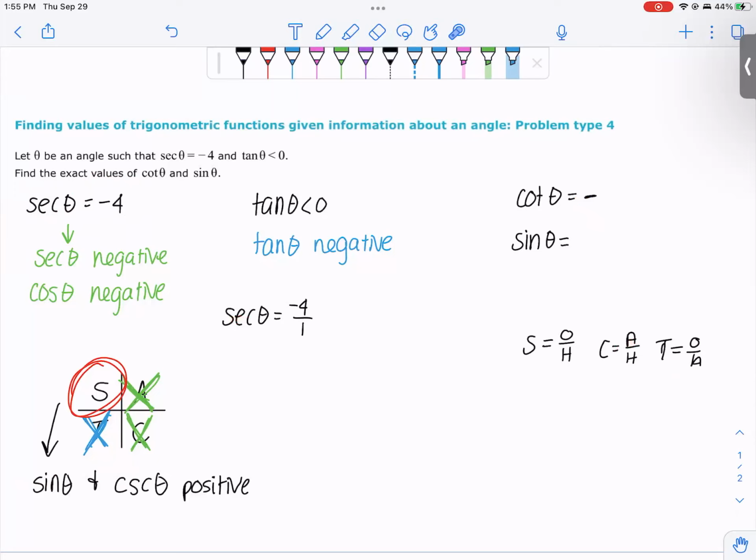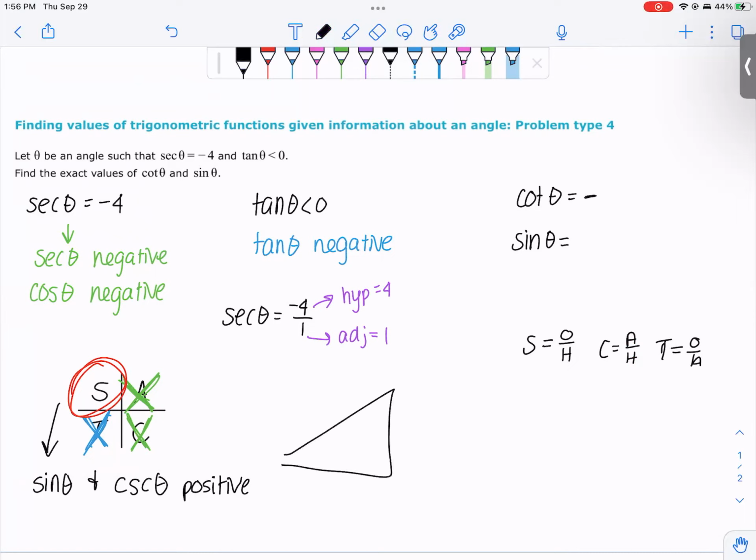Secant is soulmates, partners, lovers with cosine. Cosine is adjacent over hypotenuse. Secant is the reciprocal, hypotenuse over adjacent. So the hypotenuse is 4 and the adjacent is 1. Again, we're not caring about the negative, it doesn't matter.